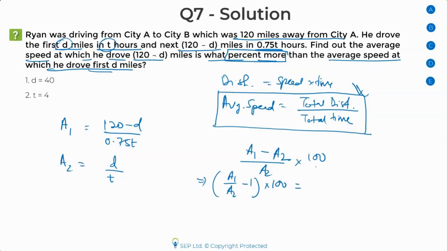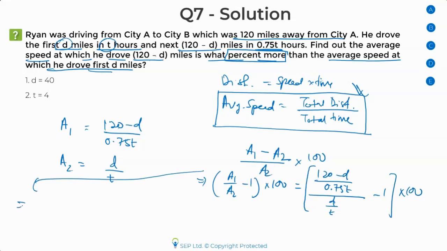I know A1, and this is a slightly complex equation, so I'll write it like this: 120 minus D by 0.75 T, divided by D by T, minus 1, multiplied by 100. Now notice an interesting thing here.